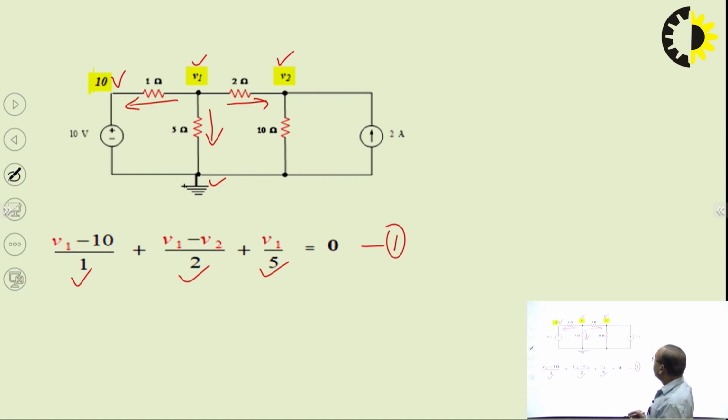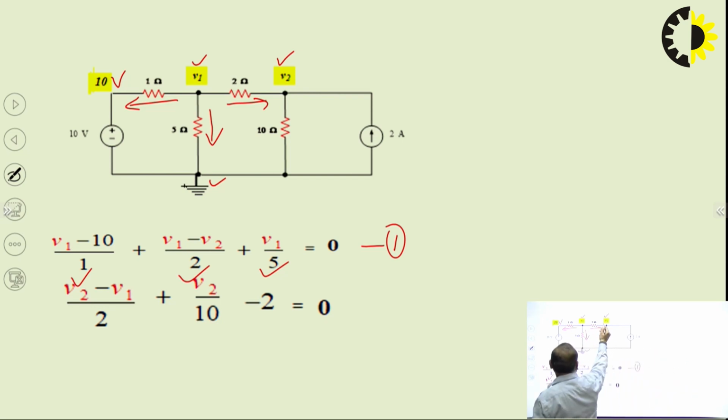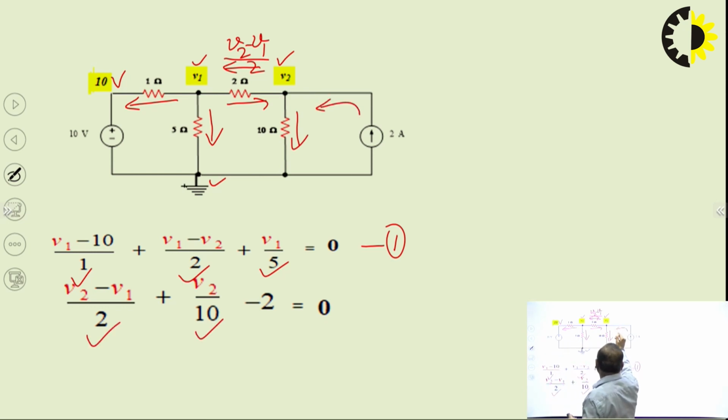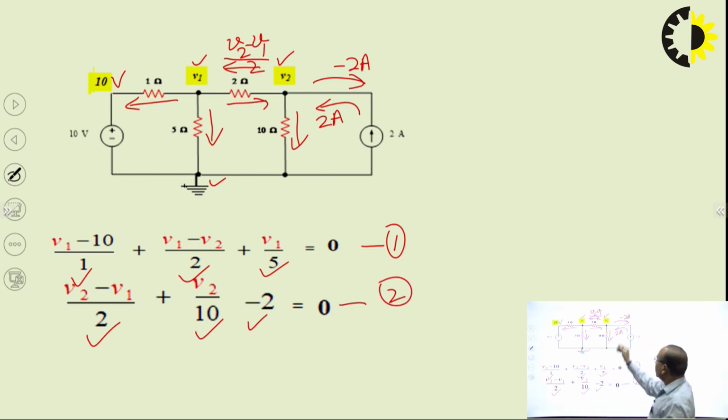Now, another equation at node 2, where the potential is V2. So V2 minus V1 by 2 is this current. V2 by 10 is this current, and 2 ampere is incoming current, or we can say minus 2 ampere is outgoing current. That's why we can write this equation. This is equation number 2. All these 3 currents we have taken as outgoing current, and the sum of the outgoing currents equals the incoming current, but no incoming current is taken here. So that's why it is 0.